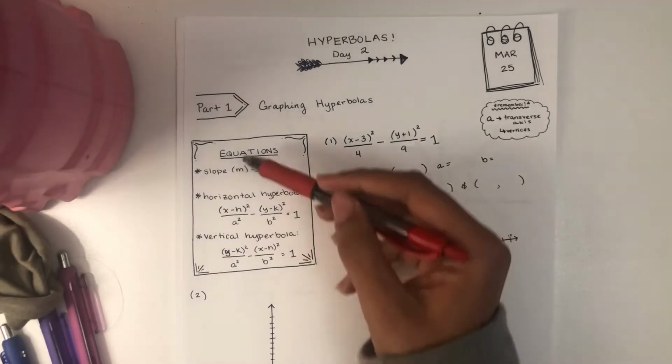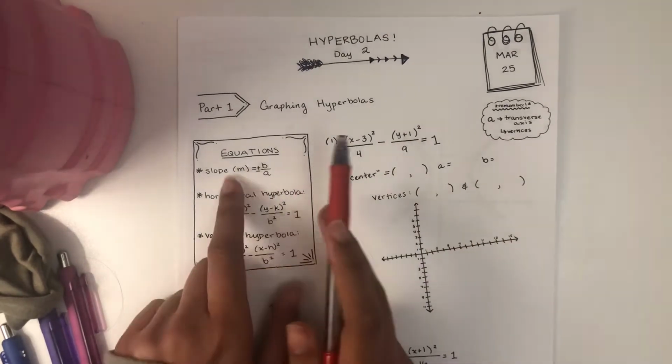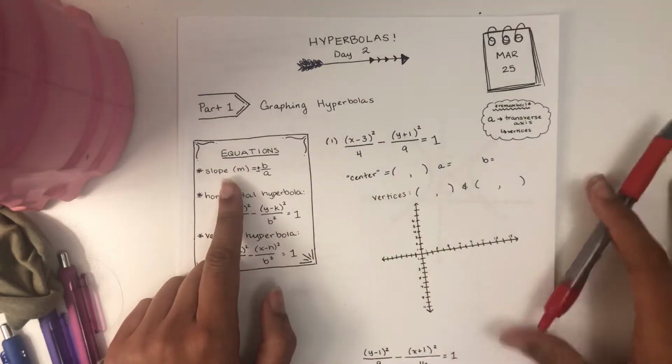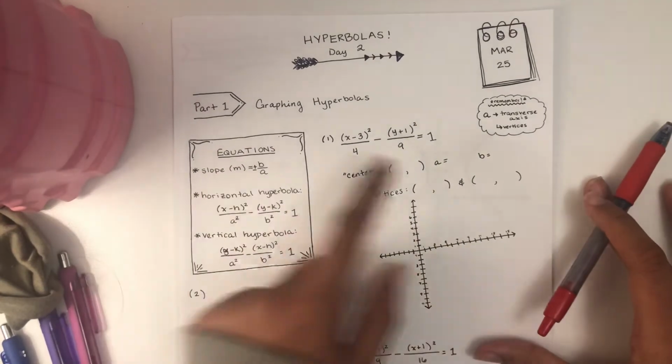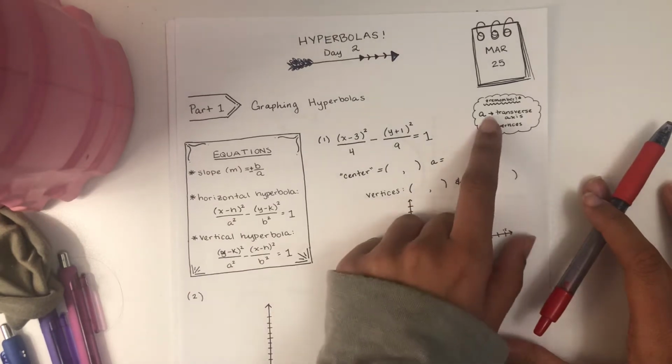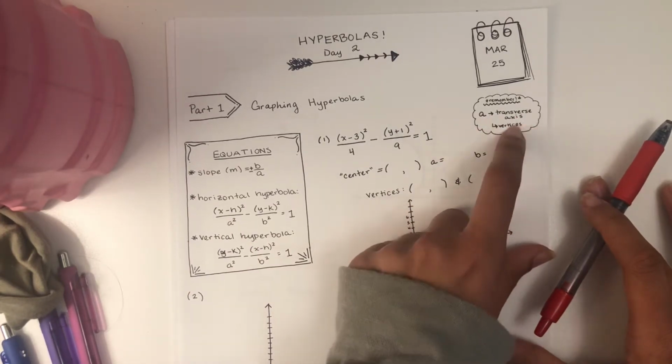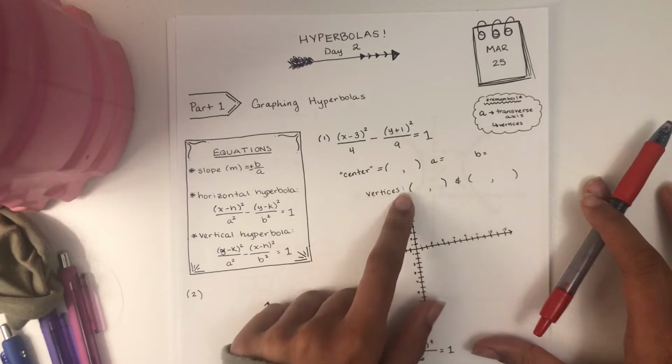Okay, so these are the equations you need. Slope you could and should use. I generally don't use it as much. I just kind of rely on this information. And just remember that A is the transverse axis, and that defines your vertices.